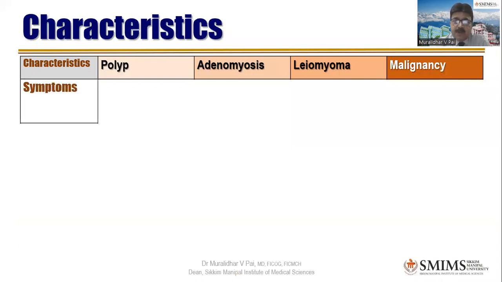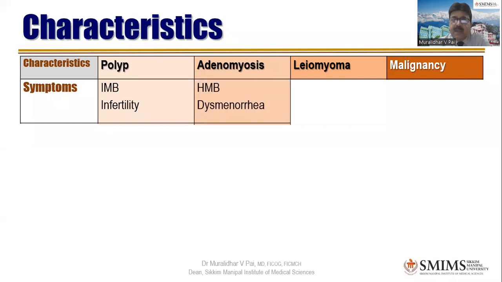Symptom-wise, if it is a polyp, there will be intermenstrual bleeding, and there will be infertility, obviously, because that will come in the way of ascent of the sperms. Intermenstrual bleeding because the polyps can get infected and start bleeding in between. That is a surface bleeding, and there would be a normal menstrual cycle as well.